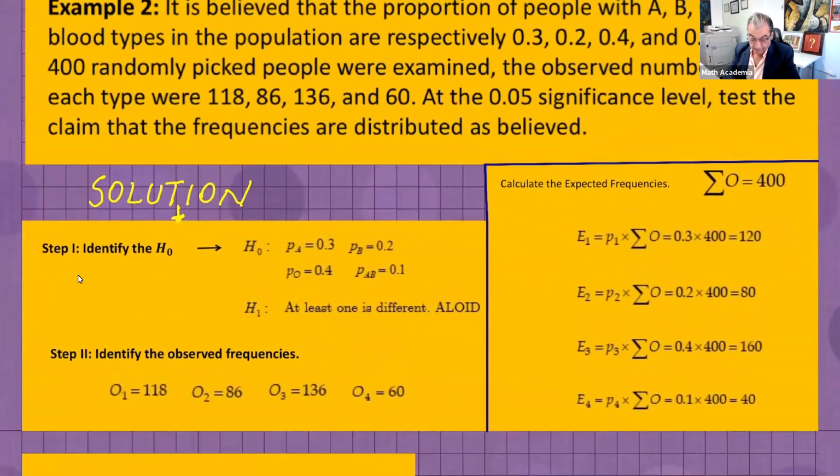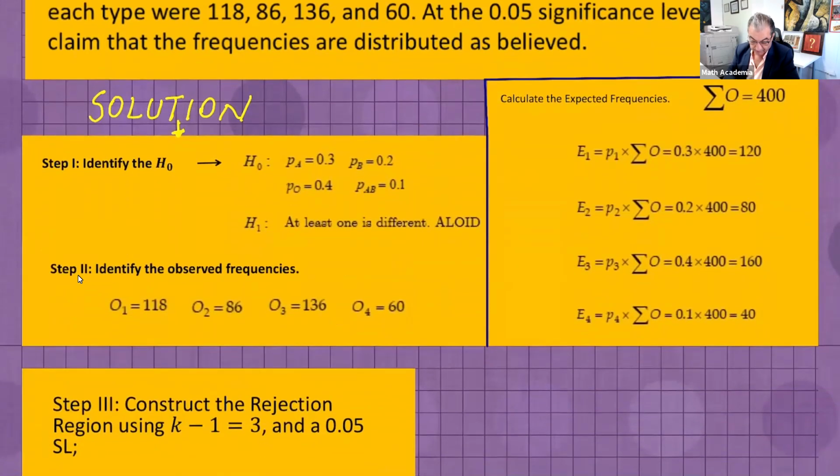So in this case, step one, we write H0: the probabilities are the same as believed. The probability of A type is 0.3 or 30%, B type is 0.2, O type is 0.4, and AB is 0.1. So that's our H0. H1, again, is always the same: at least one is different. So step two, now we have the observed values from those 400 people.